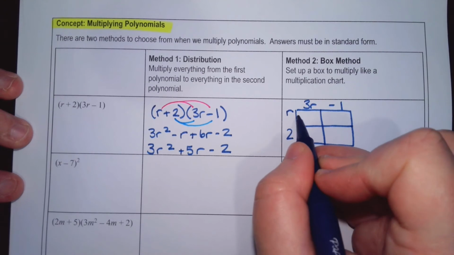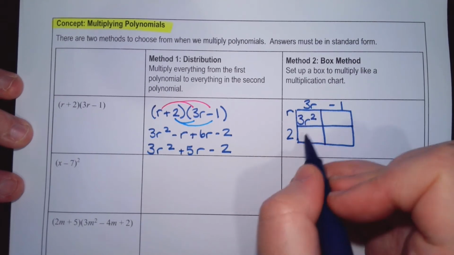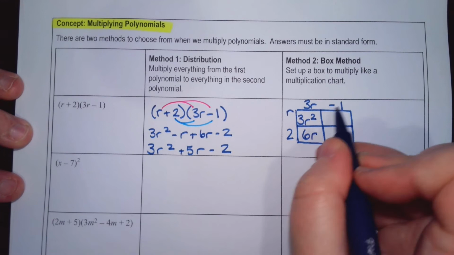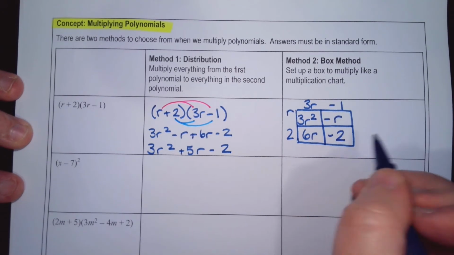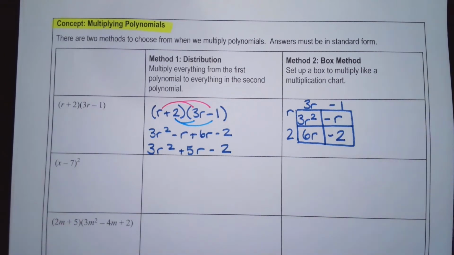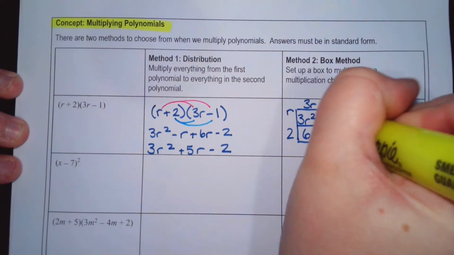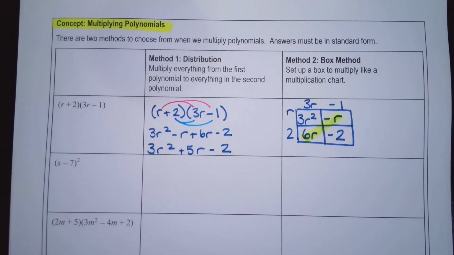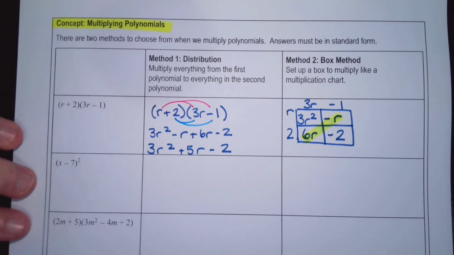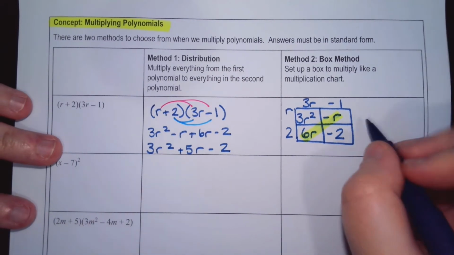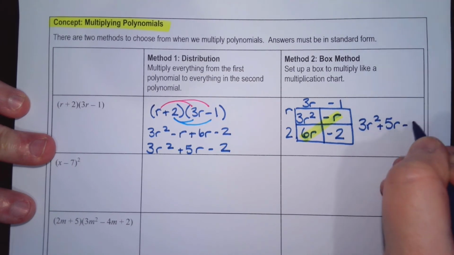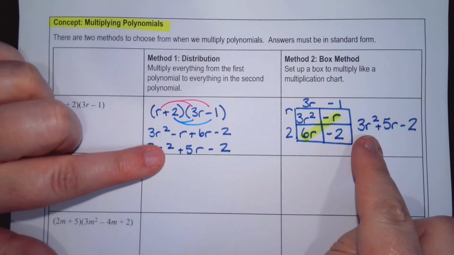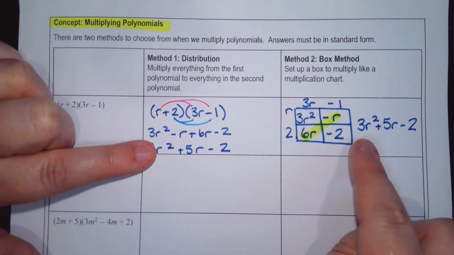Now we're going to fill in all the boxes by multiplication. So 3r times r is 3r squared. 3r times 2 is 6r. r times negative 1 is negative r. Negative 1 times 2 is negative 2. What's nice about the box method is it keeps you organized, but also your like terms are on the diagonal, so you can combine them in one go. So our answer is going to be 3r squared plus 5r minus 2. As you can see, we got the same thing, so both methods work.